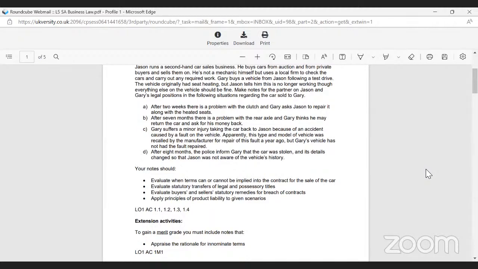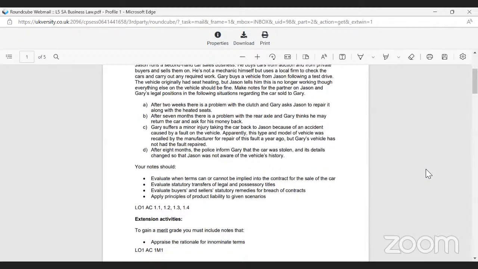So this is what you should be doing in your notes for task 1. You should evaluate when terms can or cannot be implied into the contract for the sale of the car. You should evaluate statutory transfers of legal and possessory titles. You should evaluate buyers' and sellers' statutory remedies for breach of contract, and you should apply principles of product liability to the given scenario, in this case, Jason and Gary's scenario.